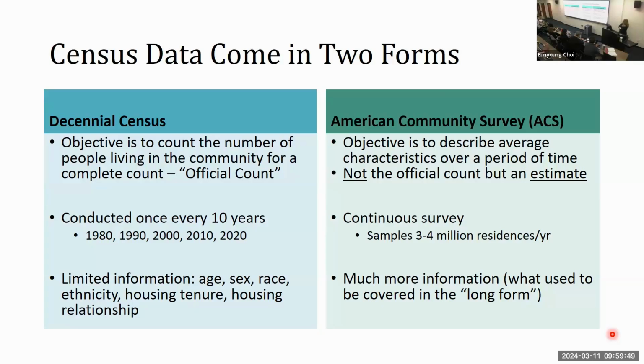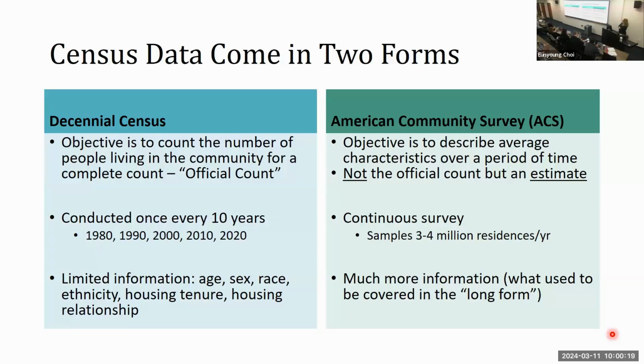So keep in mind, when you have the decennial census, you have really limited information. You can get complete counts. These are not estimates. There's no errors associated with it, but only for characteristics like age, sex, race, ethnicity, housing tenure, and the housing relationship. That's not super useful to researchers, so we use the American Community Survey. Prior to that, the census had a long form survey. That's what we used for some additional characteristics, but again, it was only asked every 10 years.